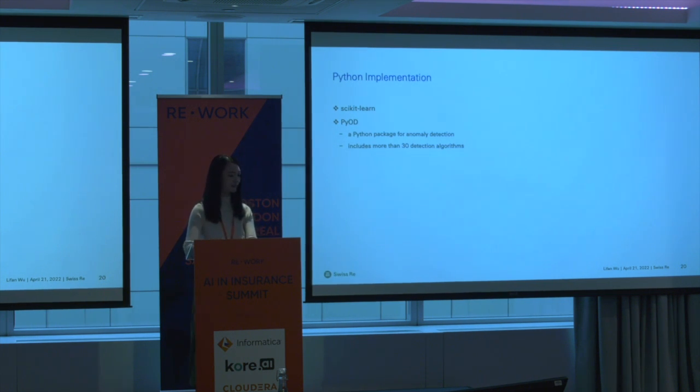Finally, let me talk about two Python libraries that help us do anomaly detection. The first one is scikit-learn, like our old friend. The second one is called PyOD, which is a unified Python package for anomaly detection. The good thing about it is that its syntax is unified for all the detection algorithms. It includes more than 30 different algorithms, ranging from traditional ones like the isolation forest to some deep learning methods, and it also includes the latest algorithms such as the copula one.